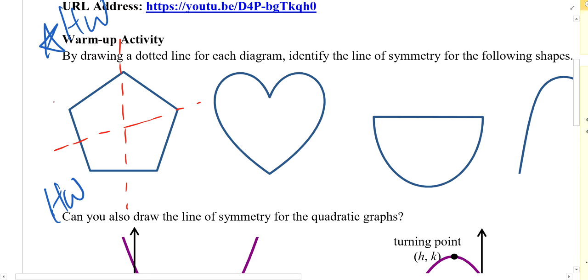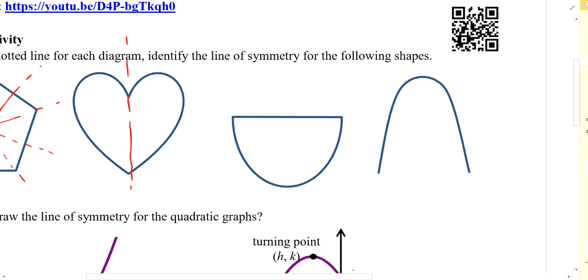Yes, there is one more. Any more? 2 more. Over here. And over here. Okay, so these are the lines of symmetry. What about the heart shape? How many? 1. Okay. What about this half of an oval? 1 also. And what about this parabola over here? How many lines of symmetry? 1.